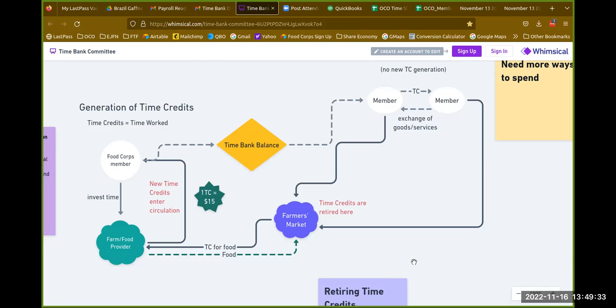I see what you're suggesting, Tony, in terms of burning credits by donating to the network or a given farm, but definitely people should be able to donate time credits back to the network or even to a farm if they want to.